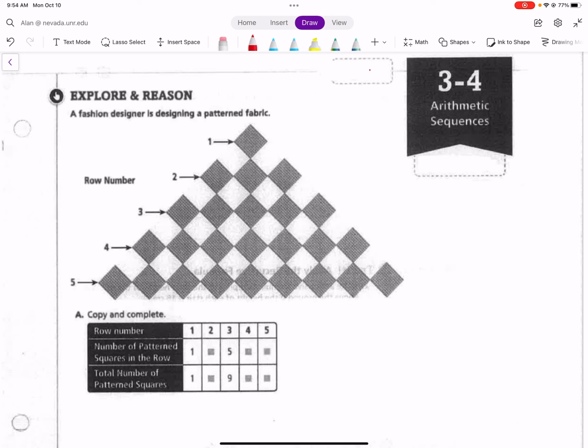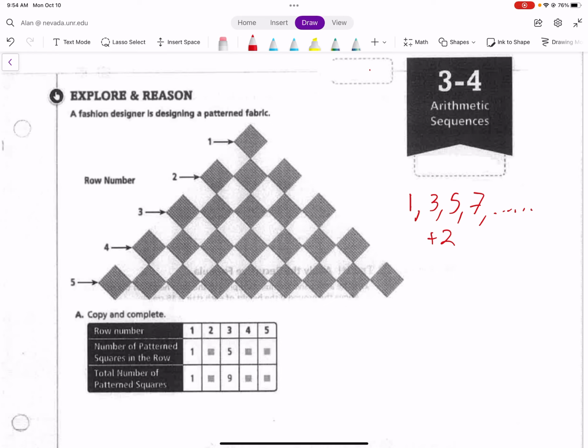Today we're going to talk about 3-4 notes on arithmetic sequences. So first of all, let's talk about what a sequence is. A sequence is a series of numbers that share a pattern. So for example, 1, 3, 5, 7, on and on. The pattern here is that we're adding 2 each time. That is a sequence. Today we're going to talk about arithmetic sequences and what that means. We'll define that here in a bit.